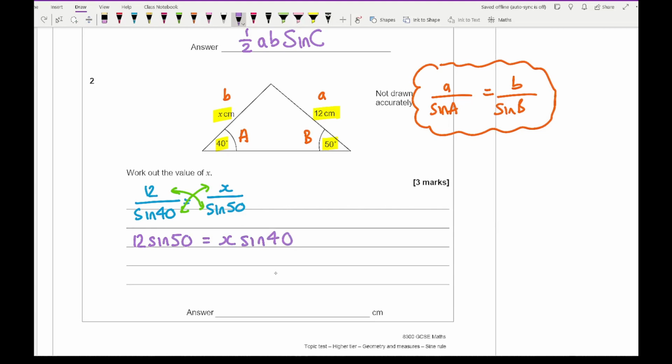Then I want to make x the subject, so I need to get rid of this sine 40. What's the sine 40 doing? It's multiplying, so the opposite would be to divide. If I divide by sine 40, I get x. So x equals 12 sine 50 divided by sine 40. If I type that into my calculator, and again, if you want to use your fraction button, that's entirely up to you, or you could just do the numerator, press equals, and then divide by the denominator, if you've done this correctly, you should have an answer of 14.3, to one decimal place.